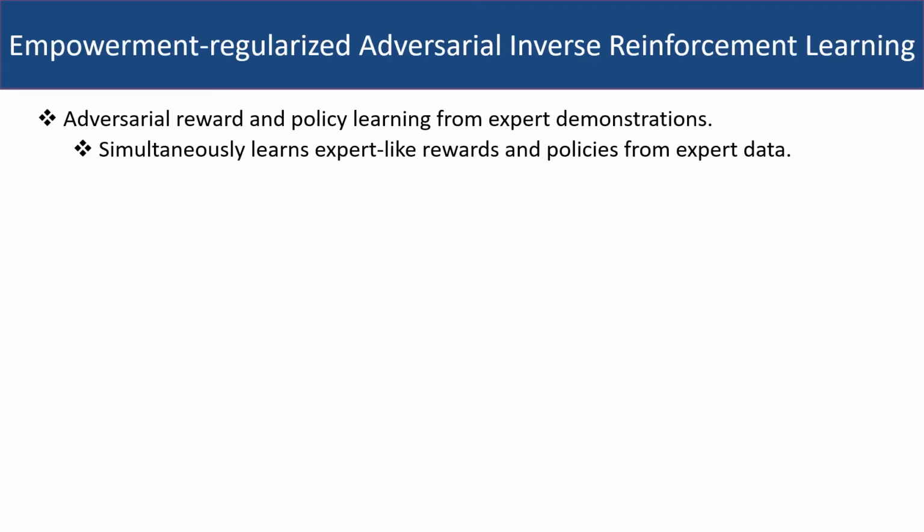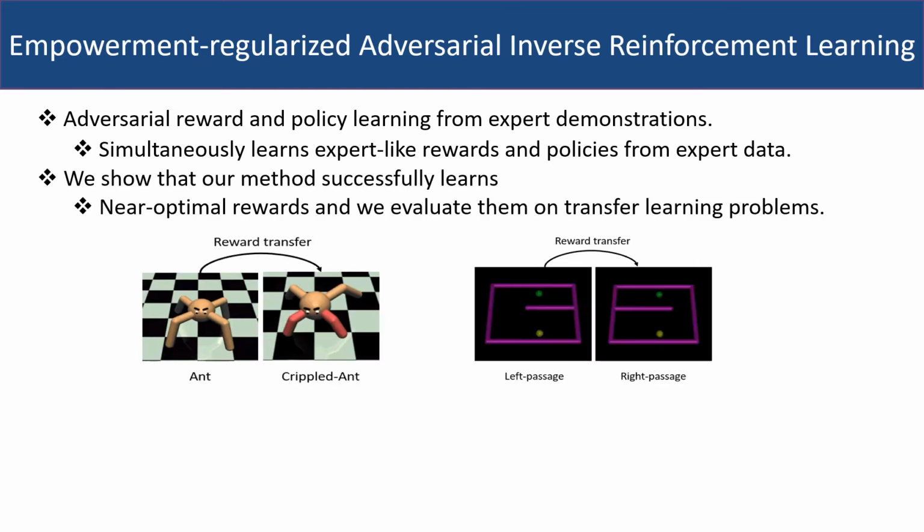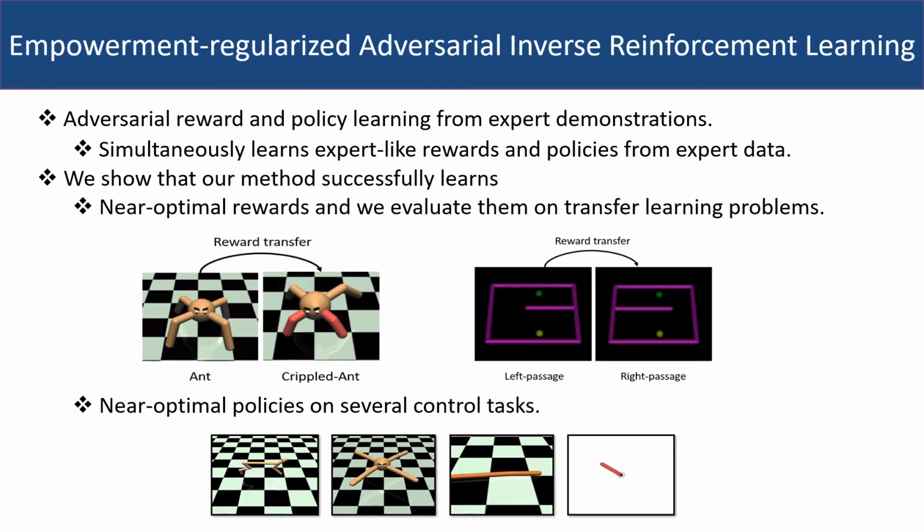In conclusion, we present an approach to adversarial reward and policy learning from expert demonstrations by regularizing the maximum entropy inverse reinforcement learning through empowerment. We show that our method recovers both ground truth reward functions and expert-like policies by evaluating it in challenging transfer learning and control tasks.